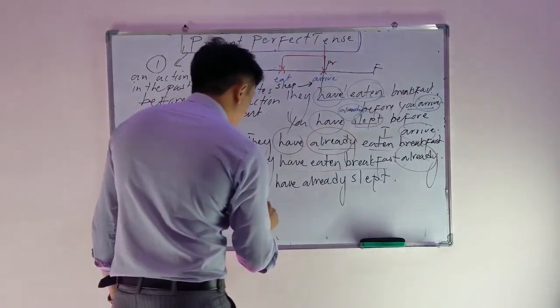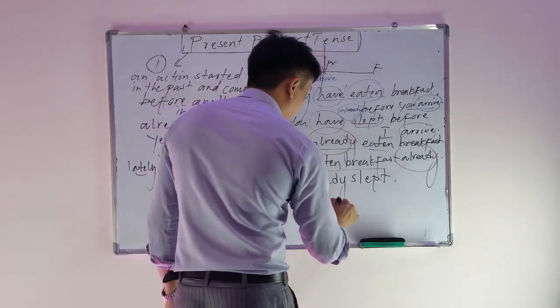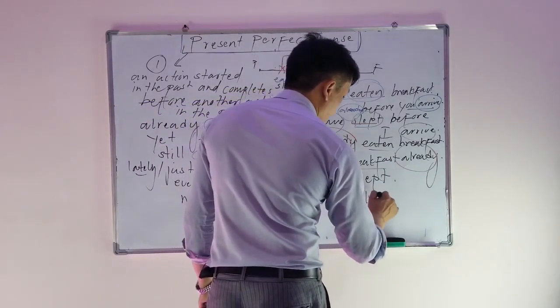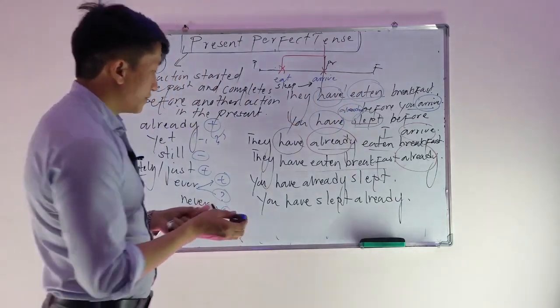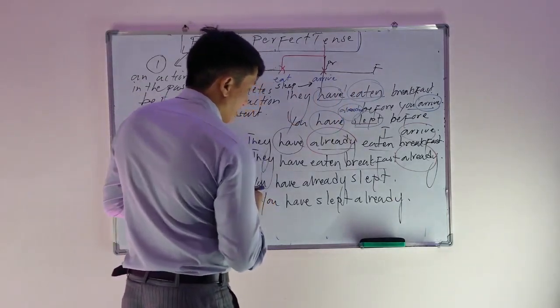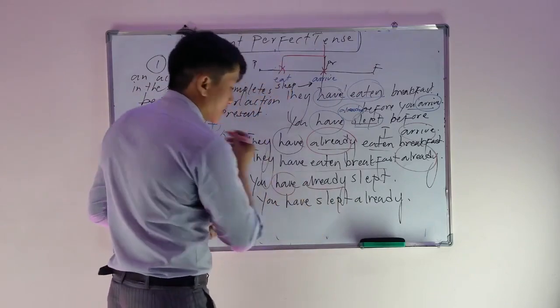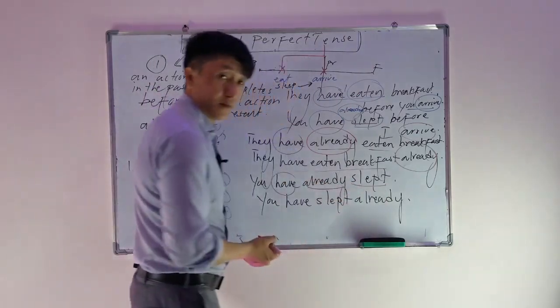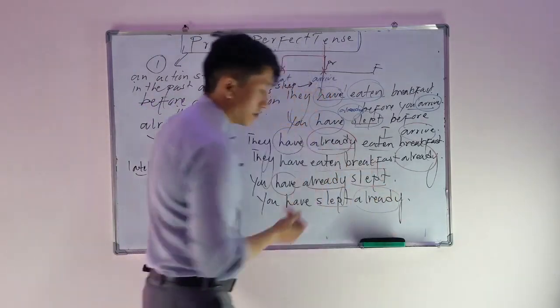But I can also write, you have slept already. You have slept already when I arrive. Now, in this sentence here, you have slept already. This already comes, look, after the auxiliary verb, before the main verb, and here it comes after the main verb if there is no object.